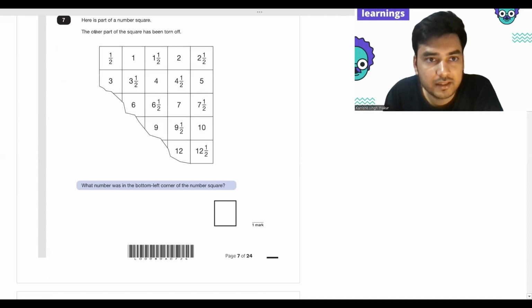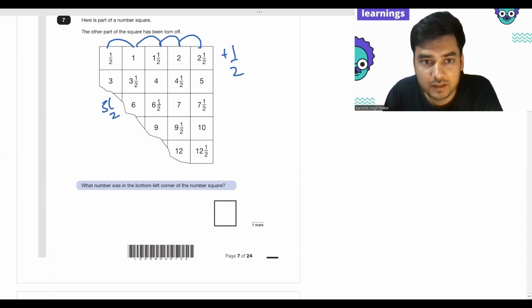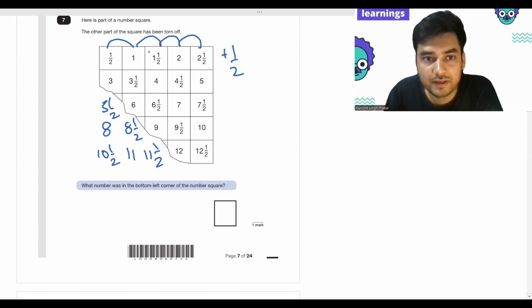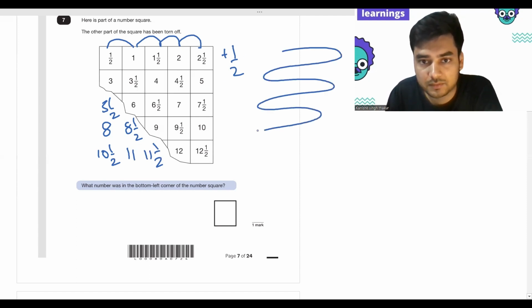Write the part of the number that has been torn off. So 1 half, then half increase is going on. 3, 3.5, 4, 4.5. Now I come to where 5.5 would be here. 6, 7, 7.5, increase half more. So this will become 8 and this will become 8.5. 10.5, so 10 here, increase half more. So 10.5, 11, 11.5, 12, 12.5. So half increase is going on in this direction. That's it. You just keep on increasing by half and you'll get to the next line.